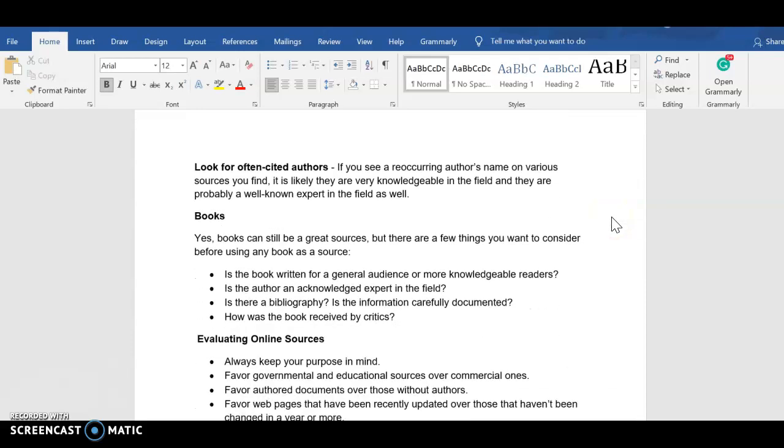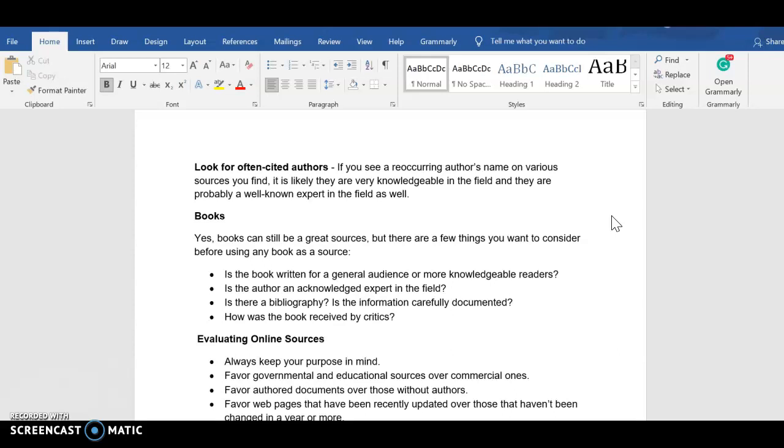Then we're also looking for, when we're looking at sources, obviously looking for ones that have authors, we want to look for sources that have often cited authors. So if you see a reoccurring author's name on various sources that you find, then it's likely that they are very knowledgeable in the field, and they are probably well-known experts in the field as well. We want to try to find experts in the field as the authors behind this research that we're finding. That is obviously going to be a more stable, reliable source.